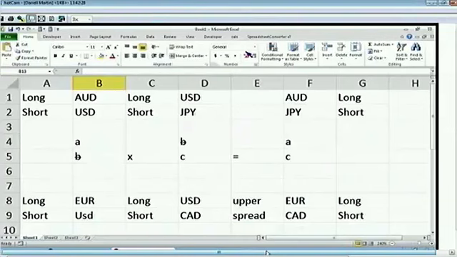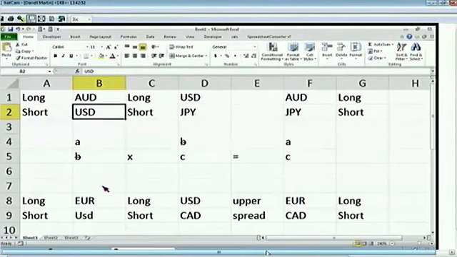Why is that? Well, if you take yourself way back to school in algebra and you look at A over B times B over C equals A over C, because the B's cancel out. A over B, Aussie over dollar, times B over C, dollar over yen, equals Aussie over yen, because the B's, the dollars, cancel out. So still, why don't I just trade the Aussie yen?